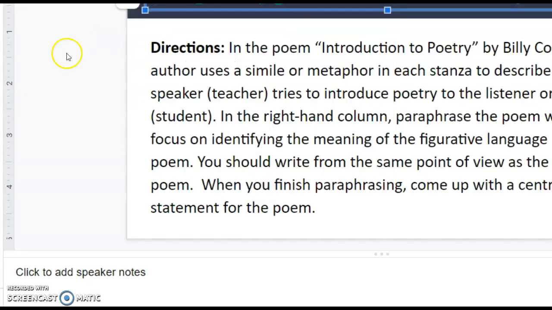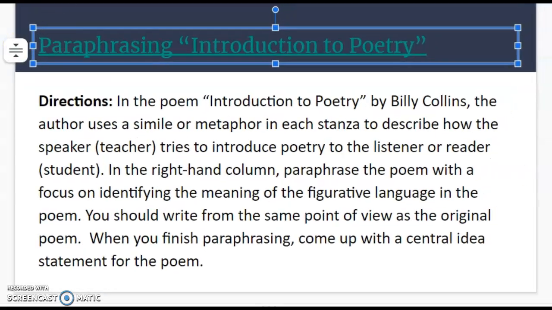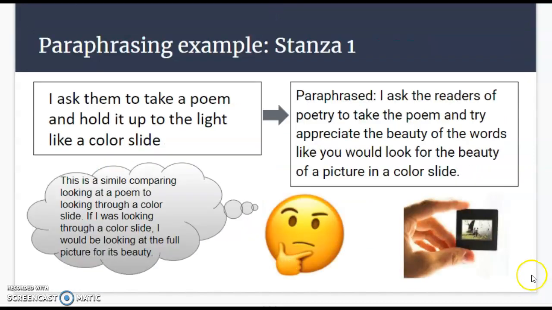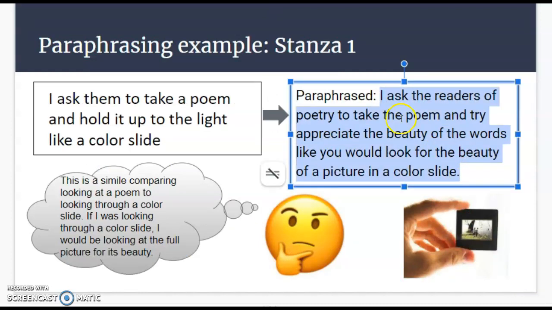So let me return to the slides and just give you an example. You can copy paste my paraphrase material for stanza 1 into your document if you want, and then it'll be done for you. But when you're paraphrasing, it's a little different from putting things in your own words because you have to keep it from the same point of view and tense as the original poem in this case.